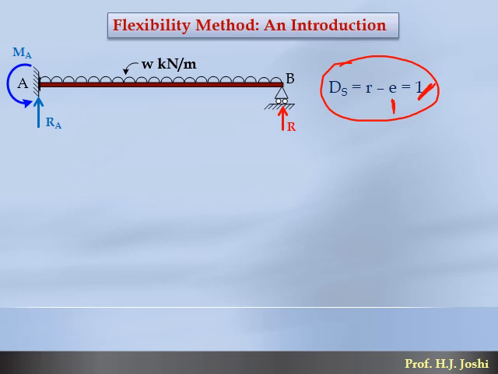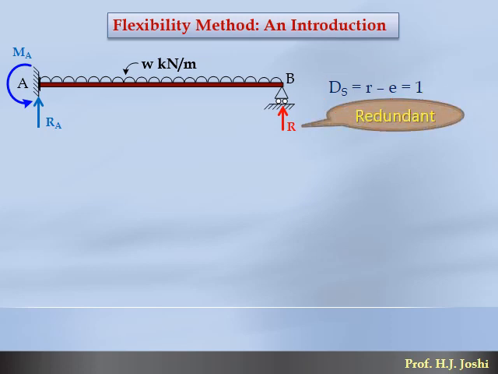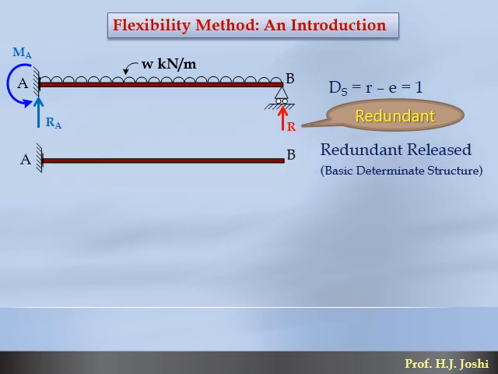So my next point is to identify how many extra unknowns there are, only 1. Let us choose this prop reaction as our redundant. Now, by removing the redundant, in short, by releasing the redundant, the structure remaining is called the basic determinate structure. This is an important term we are using again and again in our flexibility method. So how to obtain the basic determinate structure? Simple, 2 steps are involved. First step is to find out how many redundants there are by using the formula for ds and identifying the redundant like this, and releasing the redundant gives me the basic determinate structure.